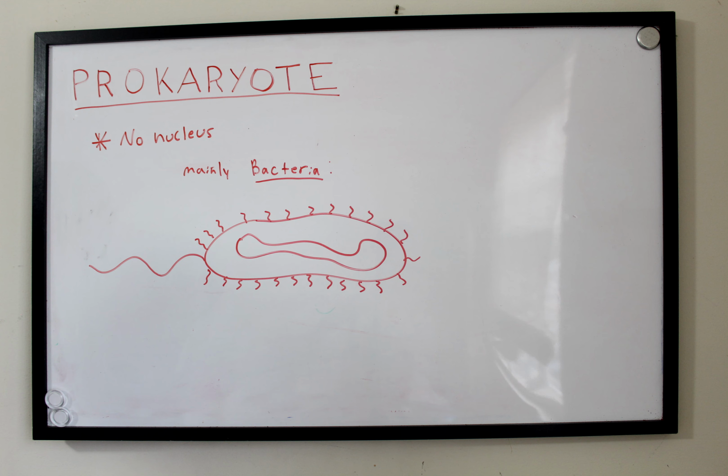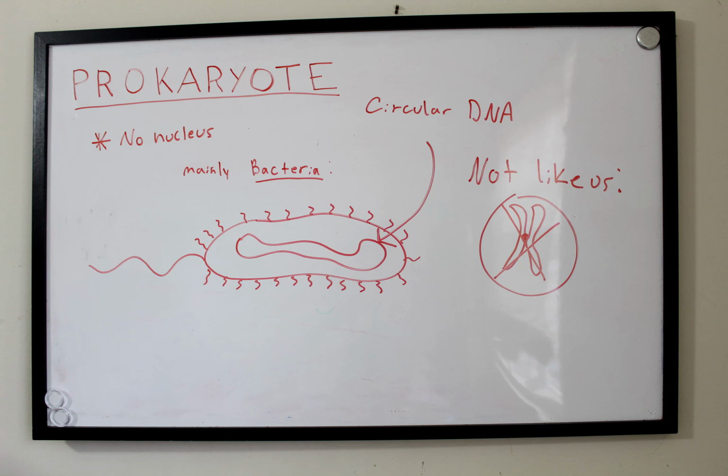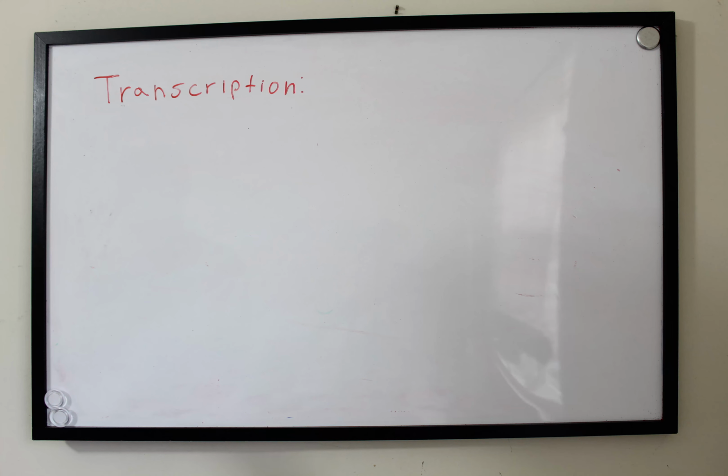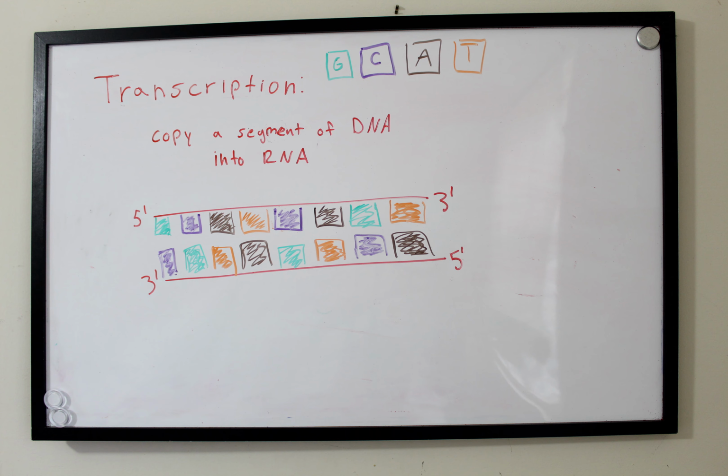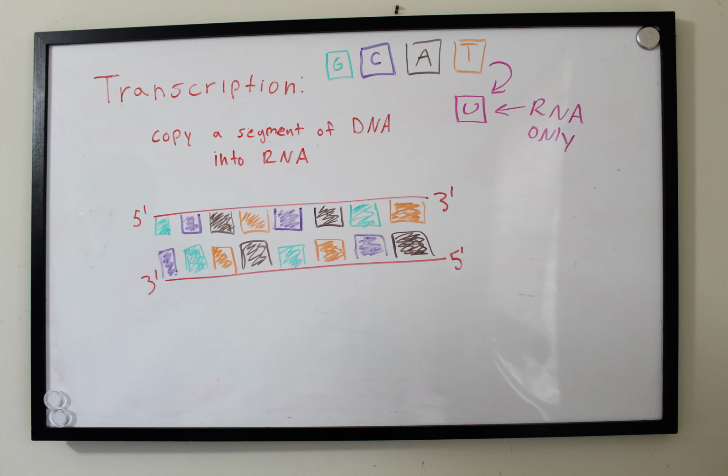Bacteria have their DNA arranged in circular chromosomes, which is unlike eukaryotes, like us, who have linear chromosomes. In transcription, we're going to copy a segment of this DNA into a molecule of RNA. So you can see here our normal DNA in its anti-parallel strands with our 4 bases: guanine and cytosine, and adenine and thymine, except in the case of RNA, thymine will be swapped for uracil. We'll see this in a moment.